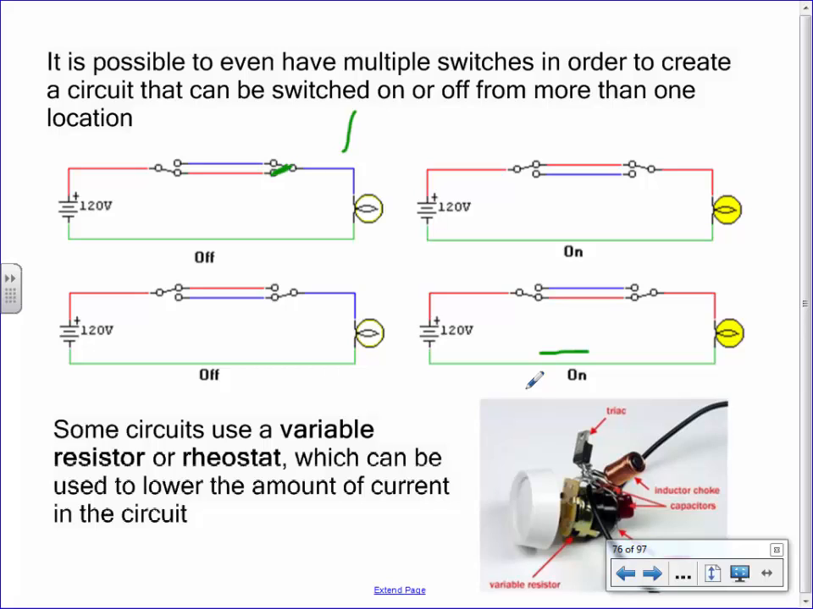Okay, now there is one more thing we sometimes do to our light switches I need you guys to know about. It has two names actually. It's either called a variable resistor, or we call it a rheostat. And I actually have one of those in the classroom right now. Watch this.